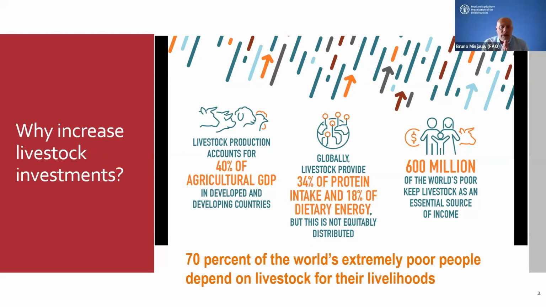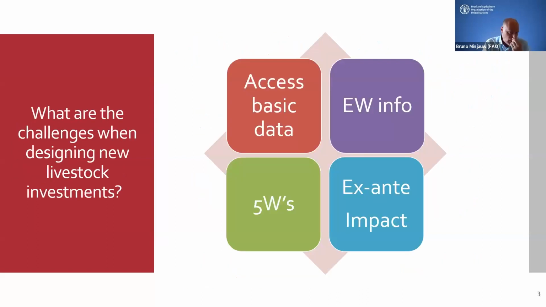Just to remind you that 40% of the agriculture GDP comes from livestock production in poor countries, and that livestock play an important role in nutrition. And then we have this magic number of 600 million poor people keeping livestock. In reality, in the literature, this is between 600 million and 1 billion, which is 70% of the world's extremely poor people who depend on livestock, which means that if we want to do something about the SDGs, livestock is a very good window of opportunity. So this project is really to help people in the field to plan and design new investment. What is our challenge?